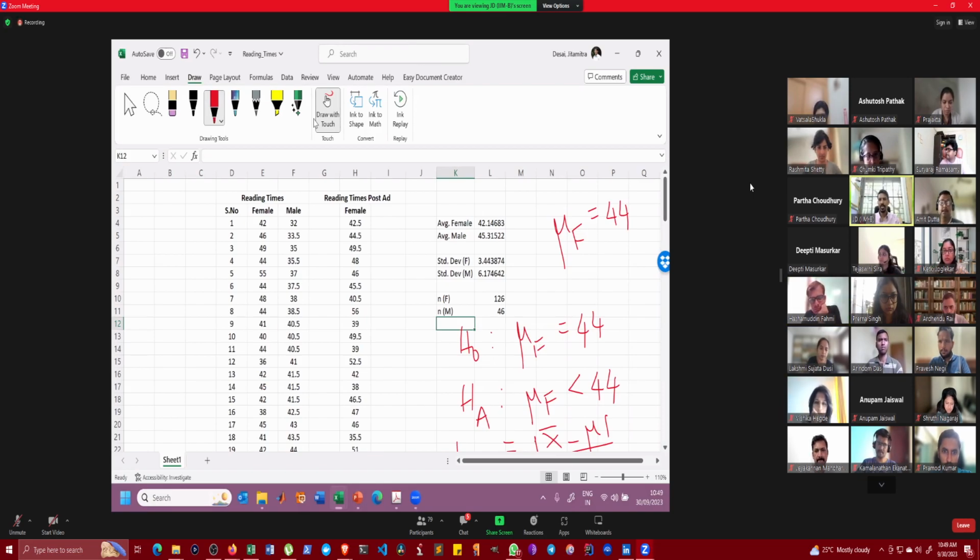If we know how to do hypothesis testing for one population, I can now move towards the next one, where I start to compare two populations. I have reading times for females and reading times for males, remember? Now the company claims that male users and female users spend exactly the same time. So what is the null hypothesis there? Remember, this is a different case.